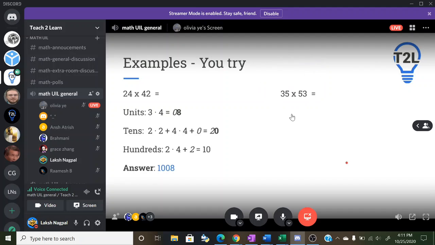Okay, try doing this problem using the steps in the first example.